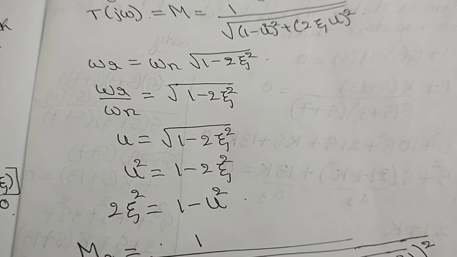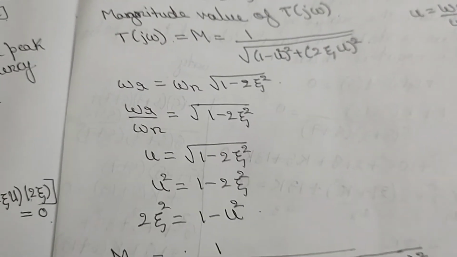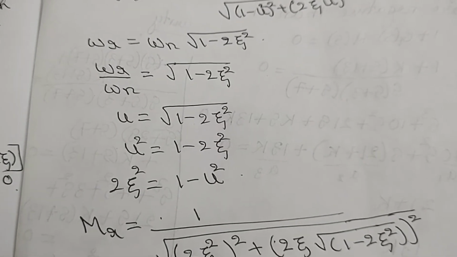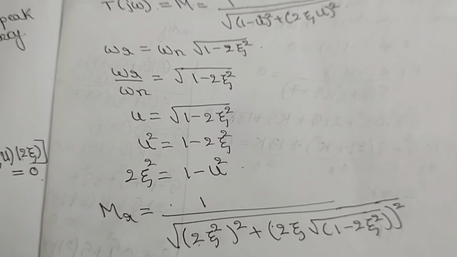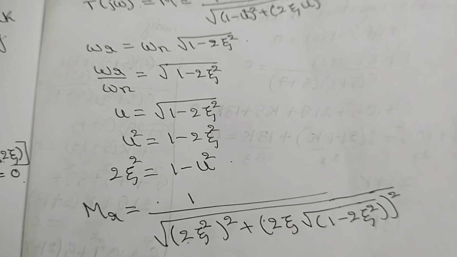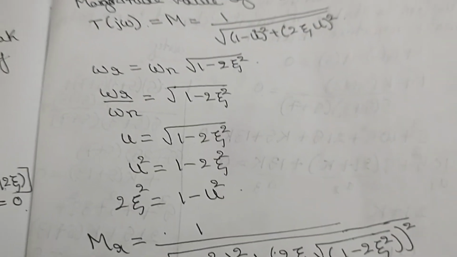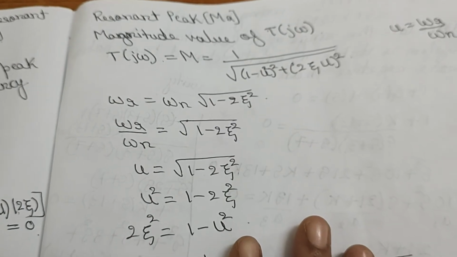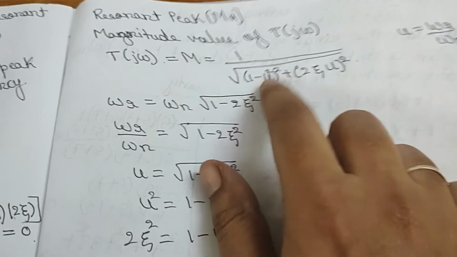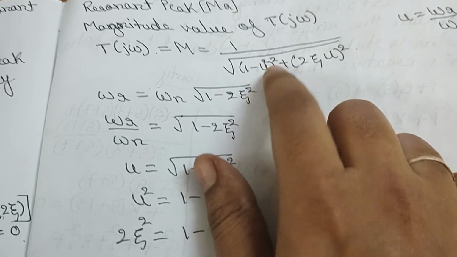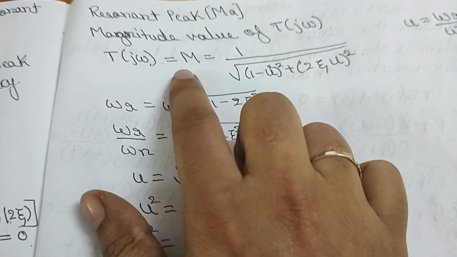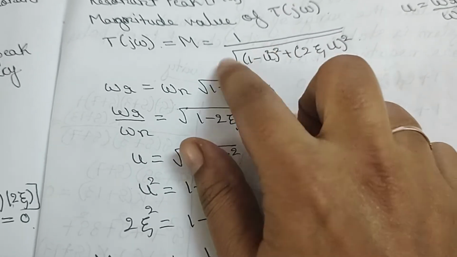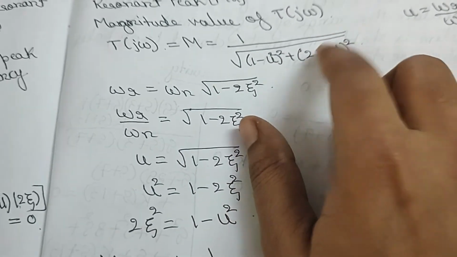Before you solve the resonant frequency and resonant peak, first you should go with this topic, that is correlation between time and frequency response. First you read correlation between time and frequency, so that you will understand why we got this equation. T of j omega, M, equals 1 divided by square root of (1 minus u square) whole square plus (2 zeta u) whole square.